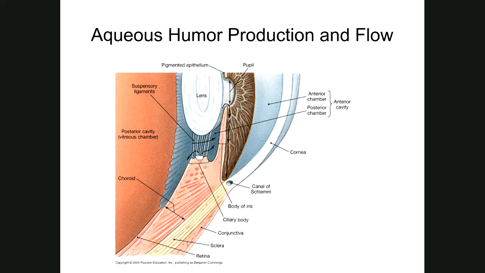The suspensory ligaments, S-U-S-P-E-N-S-O-R-Y, ligaments, there they are. They're going from the ciliary processes to a capsule around the lens. Suspensory, so they're suspending this lens in the middle of the eye behind the pupil. So it's called the suspensory ligaments.